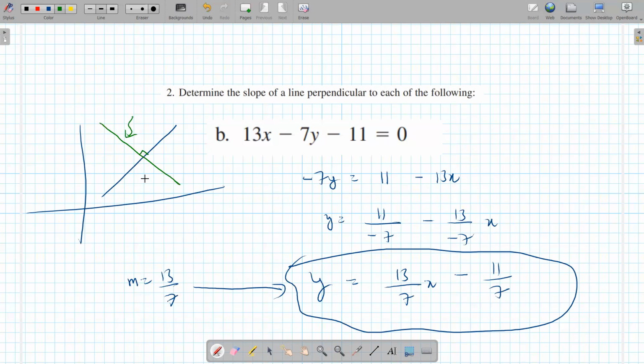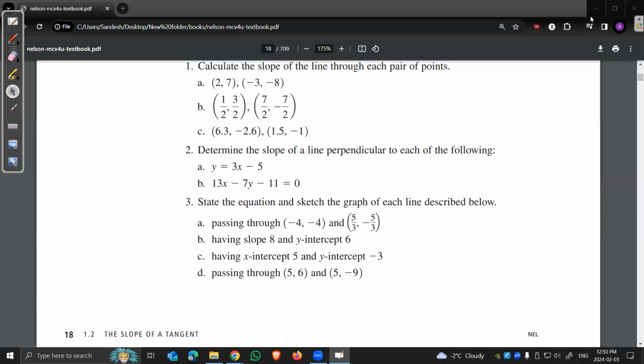You flip it upside down, okay? And then you change the sign. Flip it upside down and change the sign. So if the slope of this line is 13 over 7, the slope of this line is going to be 7 over 13, upside down, negative. There we go, and that's the answer to this question. It's negative 7 over 13. And that's it. Flip it upside down, change the sign to find a slope that's perpendicular.